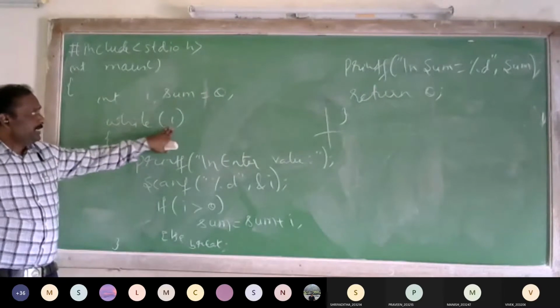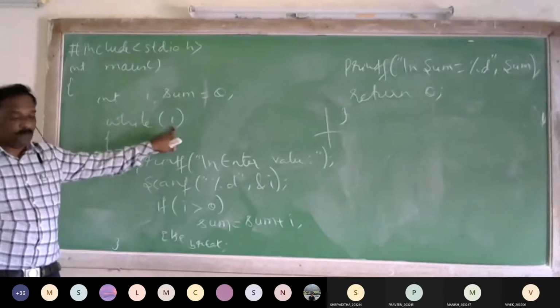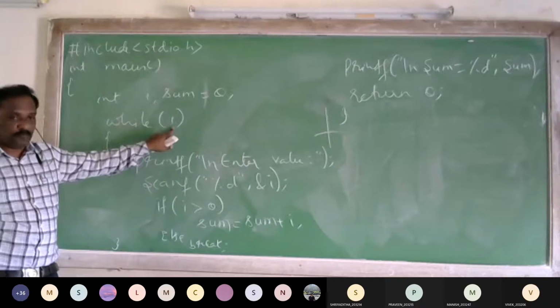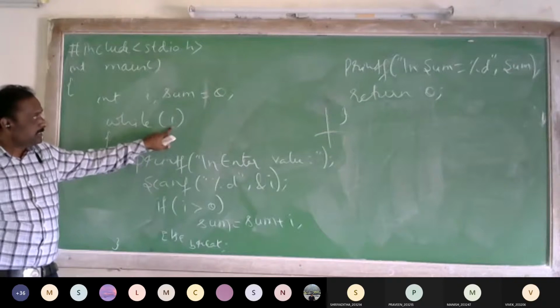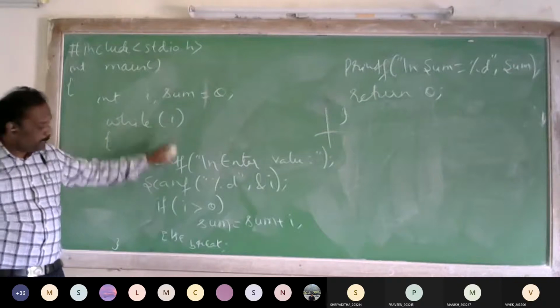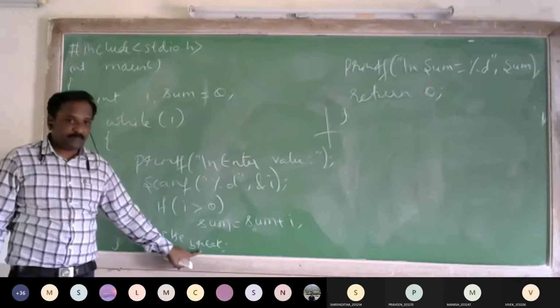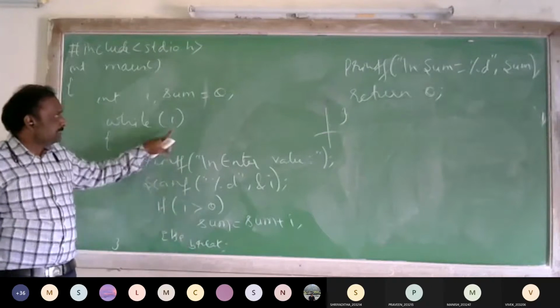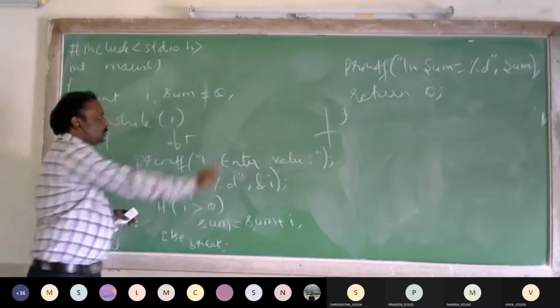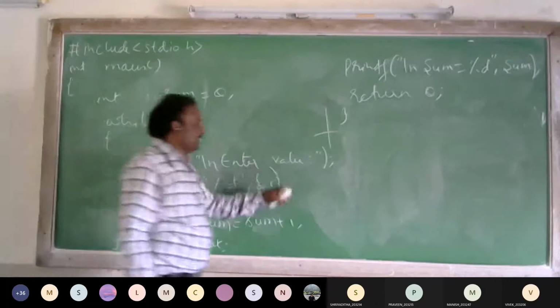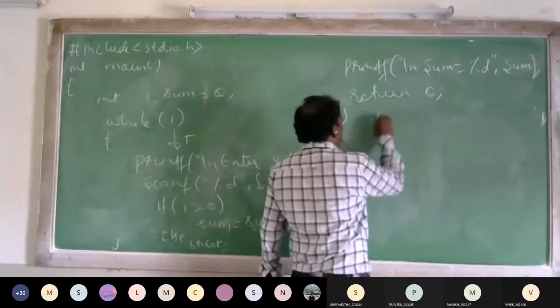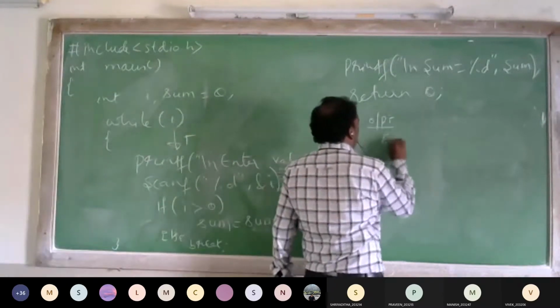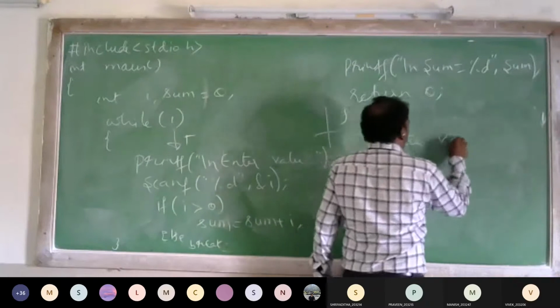Here I am using an infinite loop. While of 1; 1 means an infinite loop. The infinite loop is terminated by using the break statement. Directly, 1 means true, and true means we go inside. So the output is: enter value.